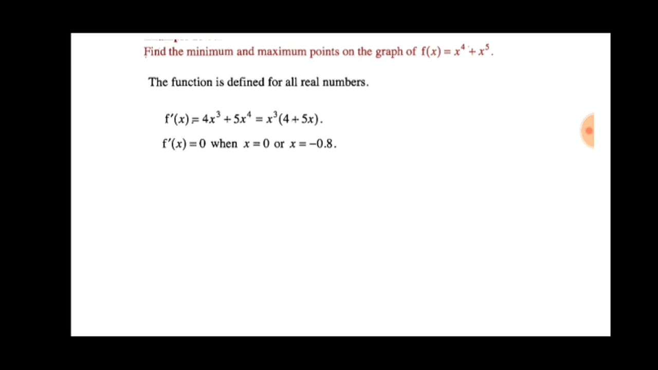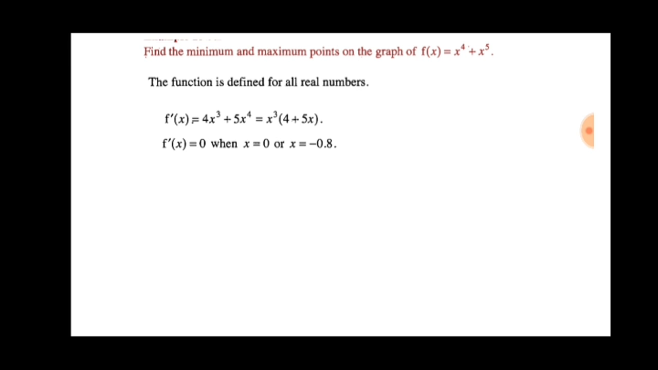Find the minimum and maximum points on the graph of f of x equal to x power 4 plus x power 5. Here the domain is the set of all real numbers. First we find the first derivative of the given function. F dash of x is equal to x power 3 times 4 plus 5x. We make it equal to 0 and find the values for x. We get two values, x equal to 0 and x equal to negative 0.8.